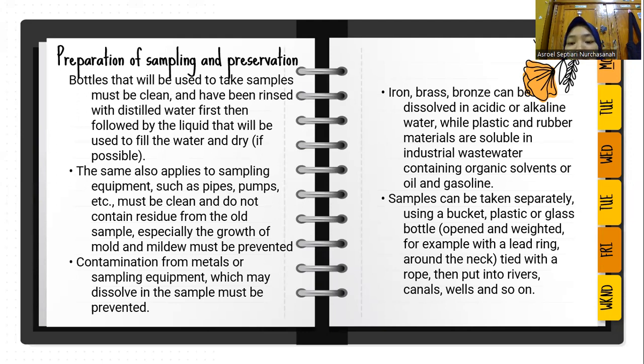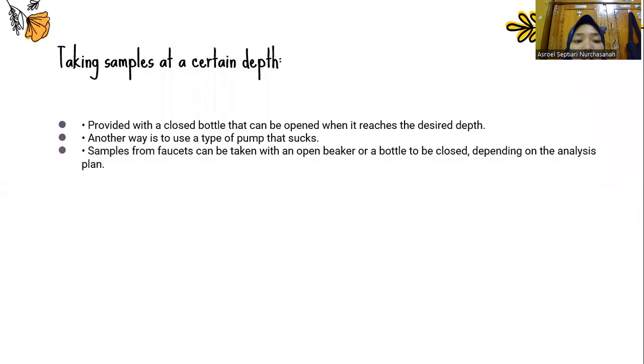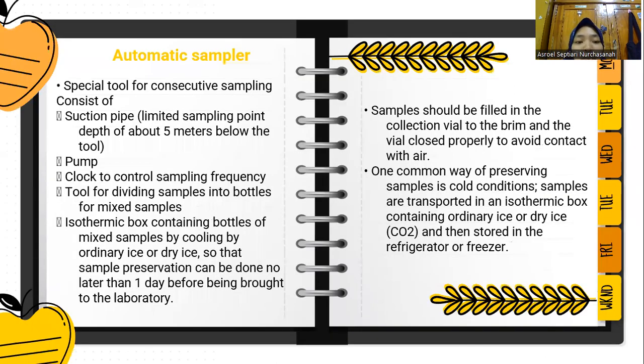Samples can be taken separately using a bucket, or a plastic or glass bottle, opened, for example with a lead ring around the neck, tied with a rope, then put into a river, canal, or well unsealed. Taking a sample at a certain depth requires a closed bottle that can be opened when it reaches the desired depth. Another way is to use a type of pump that sucks. A sample from a faucet can be taken with an open beaker or a bottle to be closed, depending on the analysis plan.